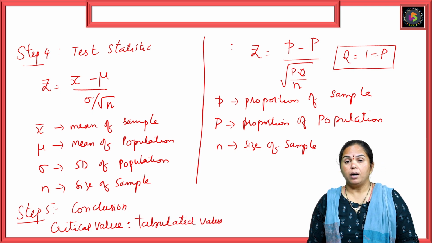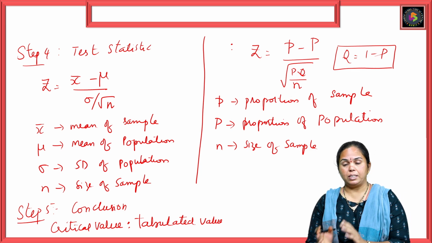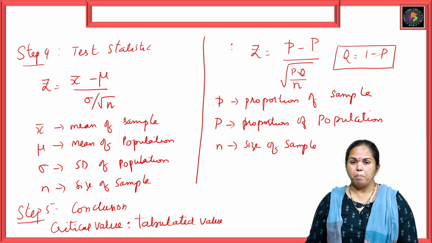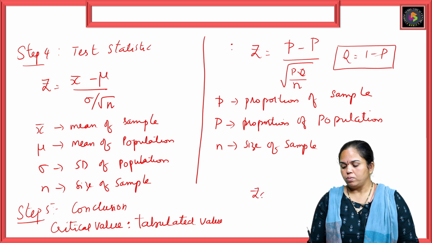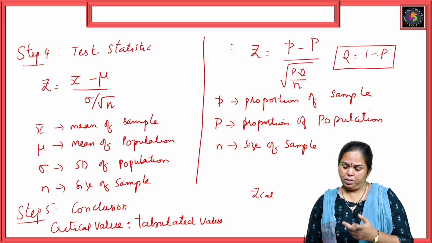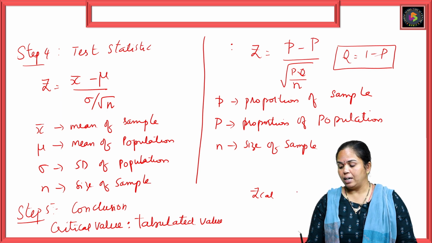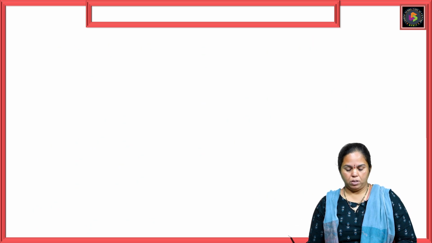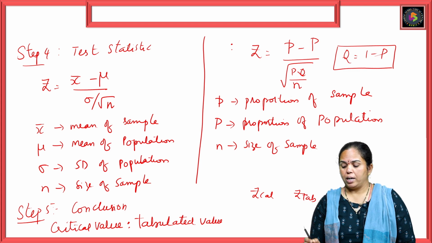Then here, after writing this, we compare the calculated value and the tabulated value. Usually you can go in any way, but one thing you can remember, if you remember it this way, it will be easy for you: calculated value on the left hand side and tabulated value on the right hand side. Make a habit of writing in this way. Calculated on the left hand side and tabulated on the right hand side.